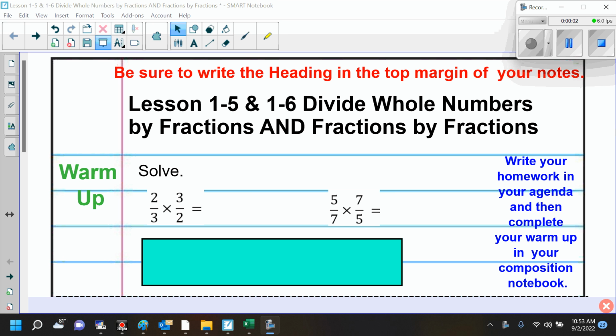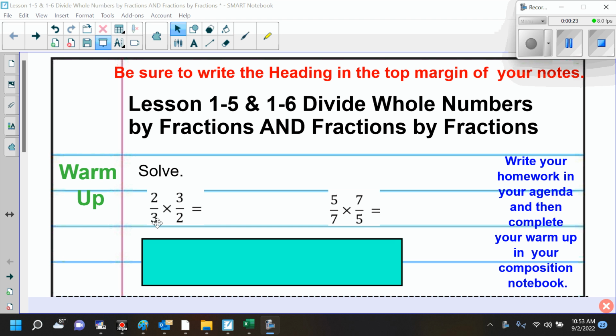Right, so today we're doing two lessons. We're doing lesson 1-5 and lesson 1-6. Lesson 1-5 is divide whole numbers by fractions, and lesson 1-6 is divide fractions by fractions. Okay? So in the warm-up, we have two problems.